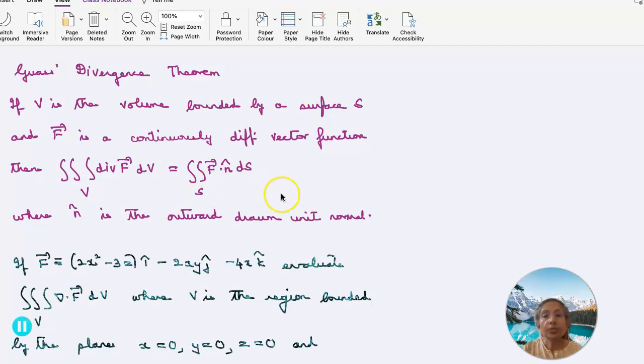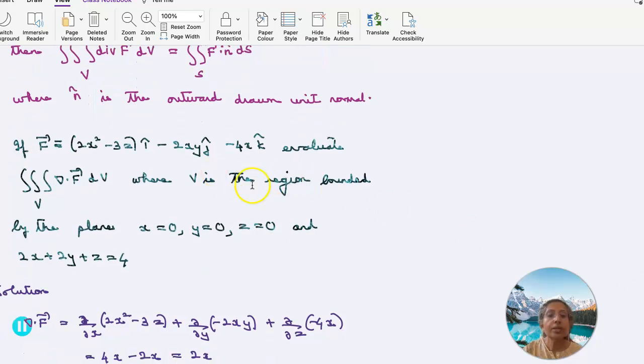So we'll just be working out a few problems on this, and the problems are lengthy, mind you. So moving on to the first problem, if F equal to (2x squared minus 3xz)i minus 2xyj minus 4xk, evaluate the triple integral over V, divergence of F dV, where V is the region bounded by the planes x equal to 0, y equal to 0, z equal to 0 and 2x plus 2y plus z equal to 4. So first of all, how do you calculate divergence of F?